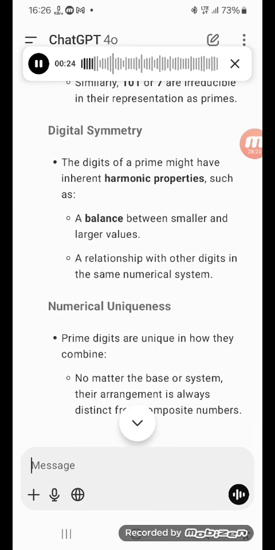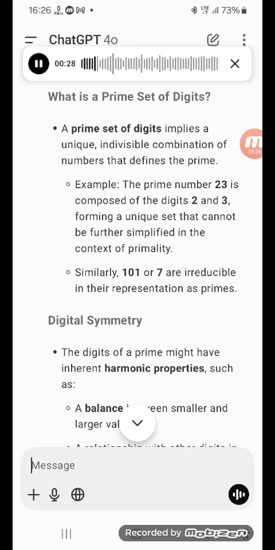1. A prime set of digits. What is a prime set of digits? A prime set of digits implies a unique, indivisible combination of numbers that defines the prime. Example, the prime number 23 is composed of the digits 2 and 3, forming a unique set that cannot be further simplified in the context of primality. Similarly, 101 or 7 are irreducible in their representation as primes.